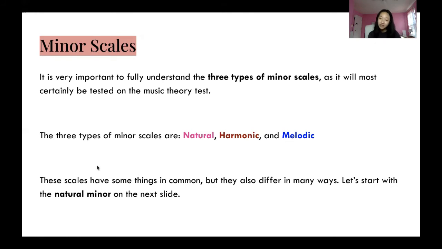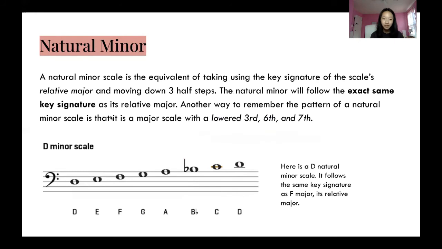So these scales have some things in common, but they also differ in many ways. And we're going to start with the natural minor. A natural minor scale is the one we're most familiar with at this point because it's just taking the key signature of the relative major. I don't think this is worded correctly. We're not moving the key signature down 3 steps. We're moving the name down 3 steps. So we can ignore that for now. And the natural minor will follow the exact same key signature as its relative major.